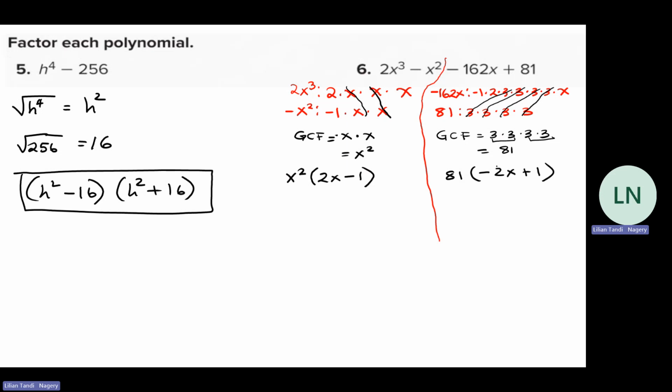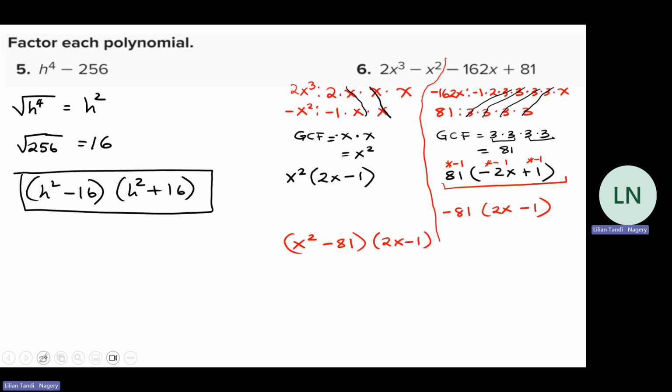But what do I notice? This is not the same as this. The insides are not the same. So I have to change the inside. How do I change the inside? I have to change by multiplying everyone by negative 1. So multiply by negative 1, multiply by negative 1. So now I have negative 81, 2x minus 1. So now these two are the same. So then I will write here x squared minus 81, which is my outside, and then my inside, 2x minus 1.